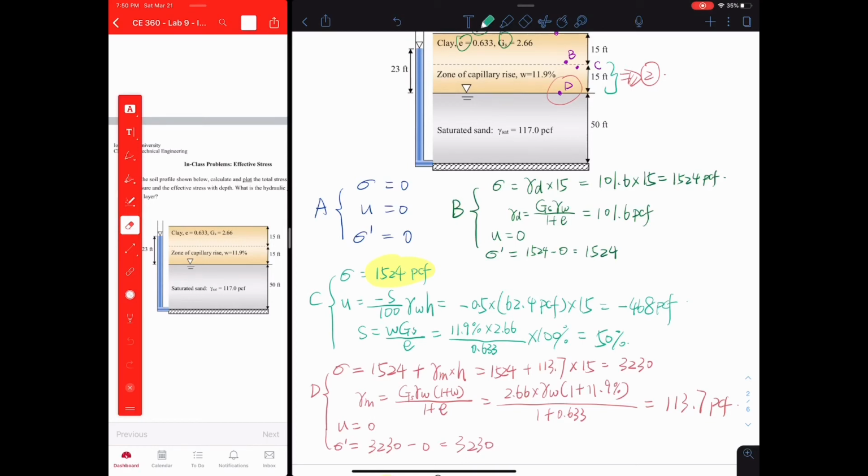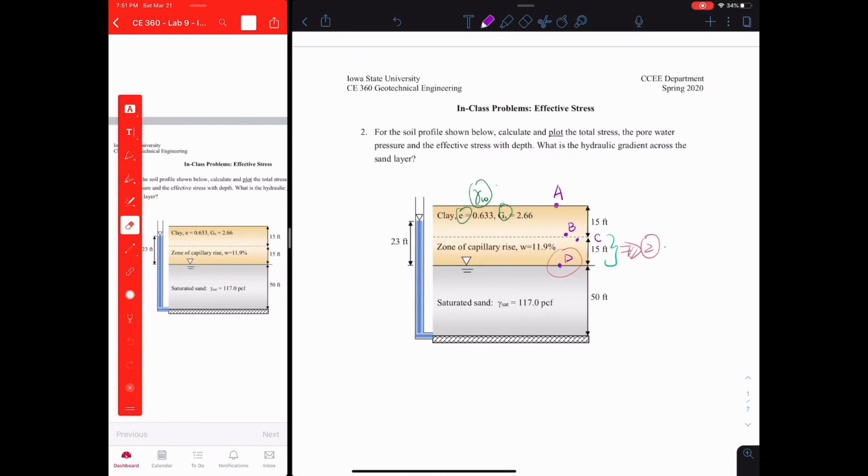Okay, we forgot to calculate the effective stress of point C. It's very easy, so we calculate it here. We use the total stress of point C, 1524 minus negative 468, and the final answer is 1992. Then there is only the last one left for us to calculate, point E.